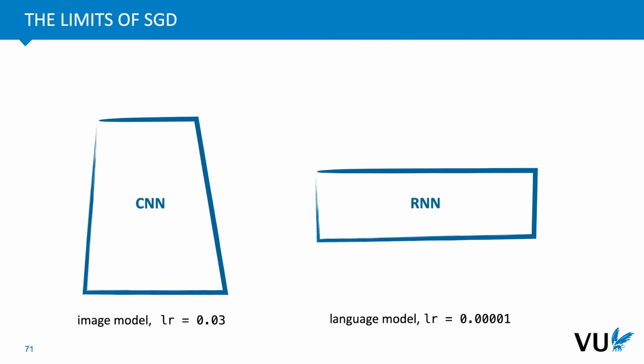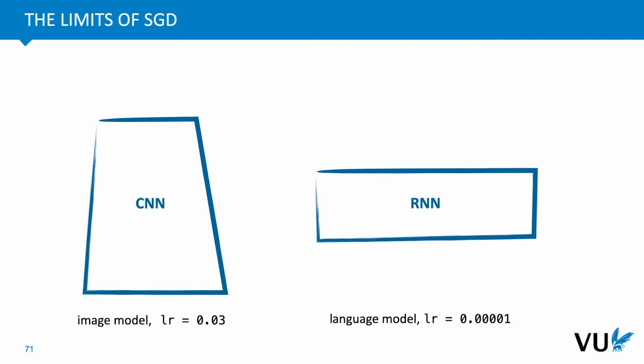Imagine that you're training two models, a convolutional neural network to consume images and a recurrent neural network to consume language. We haven't talked about recurrent neural networks yet, but for now, all we need to know is that these are very different models in very different domains, so it's only natural to expect that they require different learning rates. After all, the learning rate needs to be tuned.